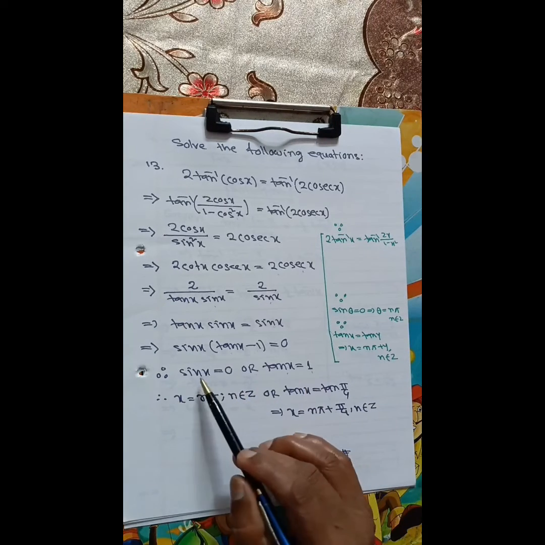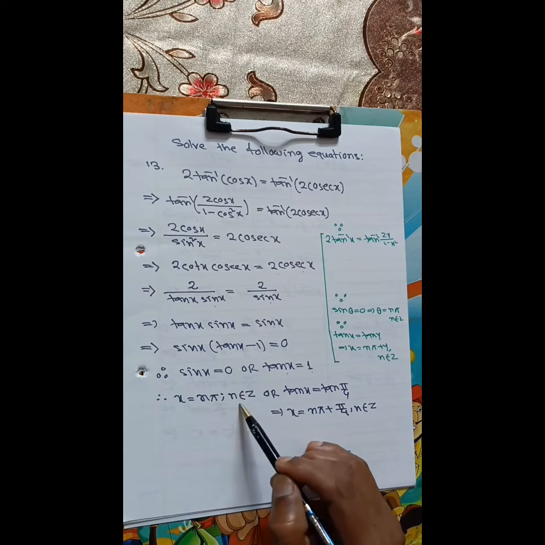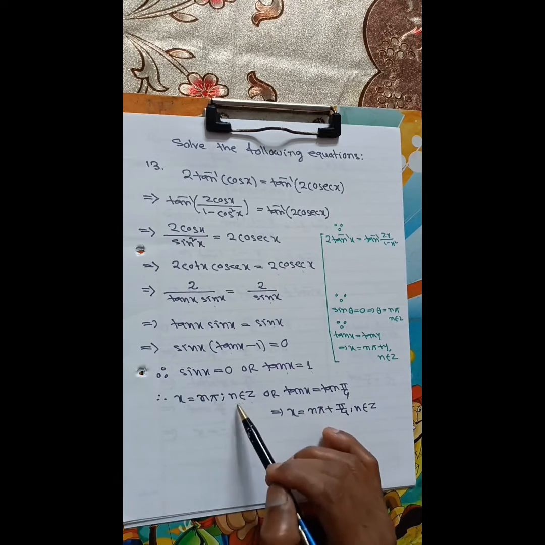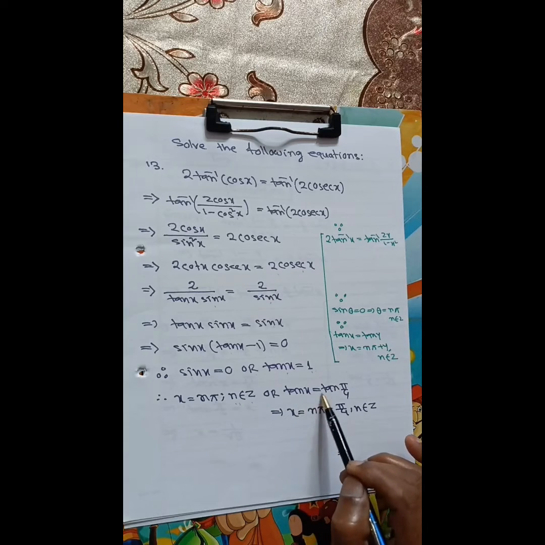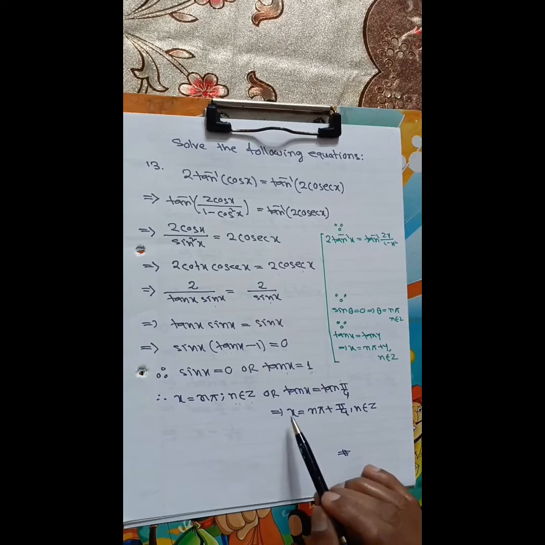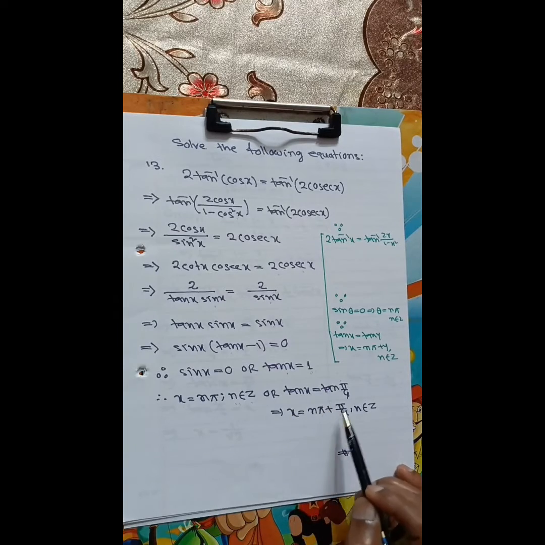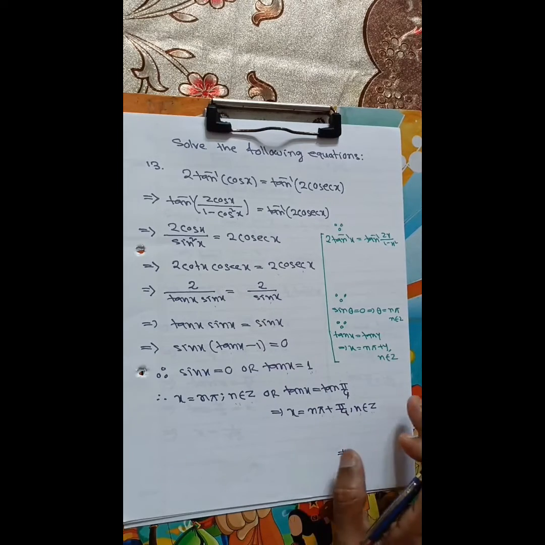From sin x equal to 0, this means x is equal to n pi, where n belongs to Z. That is the solution of sin x equal to 0. And tan x is equal to 1 means tan x is equal to tan pi by 4. Why? Tan pi by 4 equals 1. Then we get x is equal to n pi plus pi by 4, where n belongs to Z. That is the solution of problem number 13.